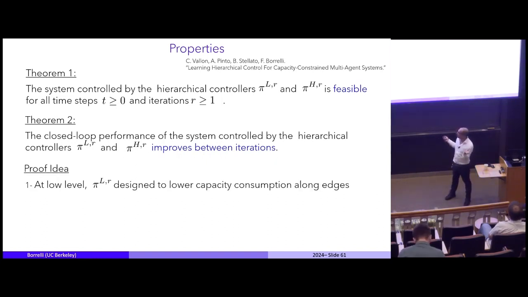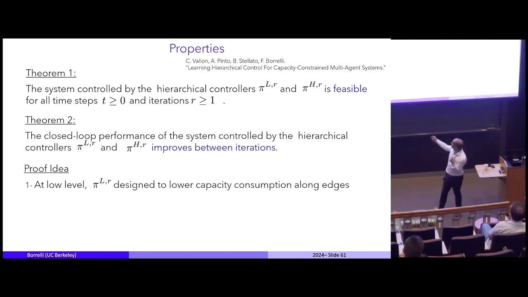What is the proof? It's simple. The proof relies on the point that I just showed you, that at low level, the policy is designed to decrease energy consumption and satisfy time bounds. Because you are starting with an overestimate, you will always do better. It's as simple as that.